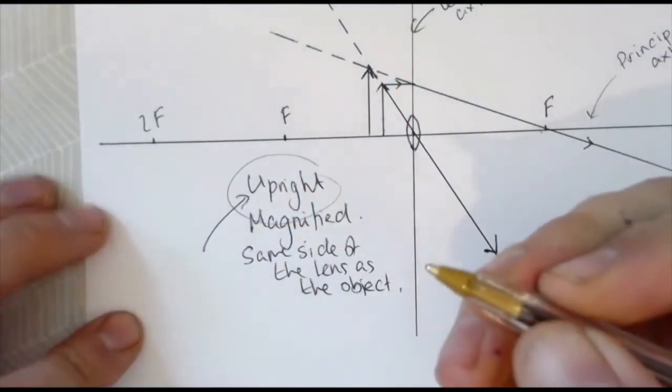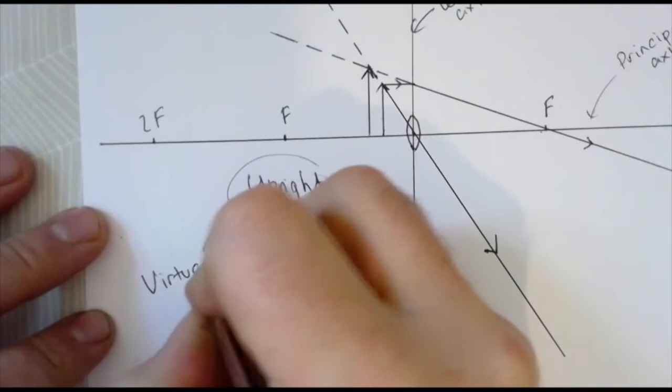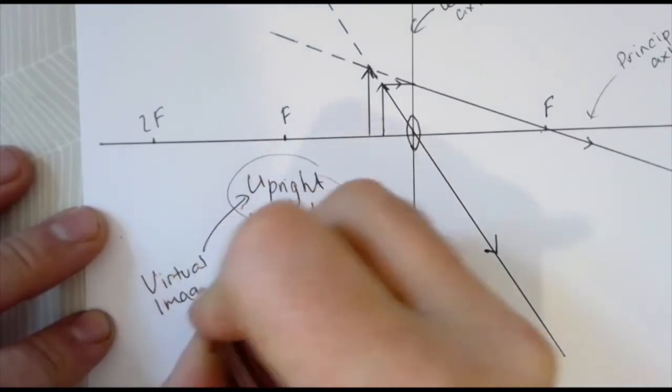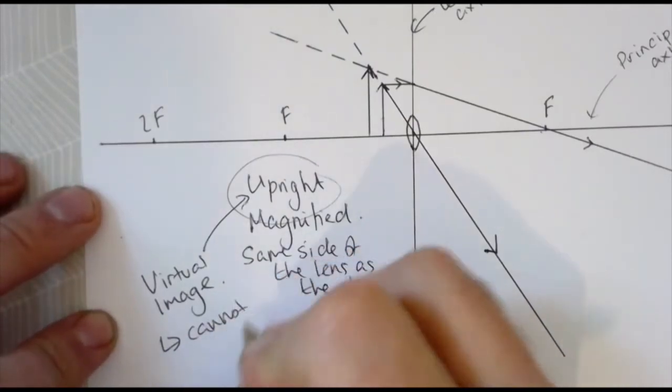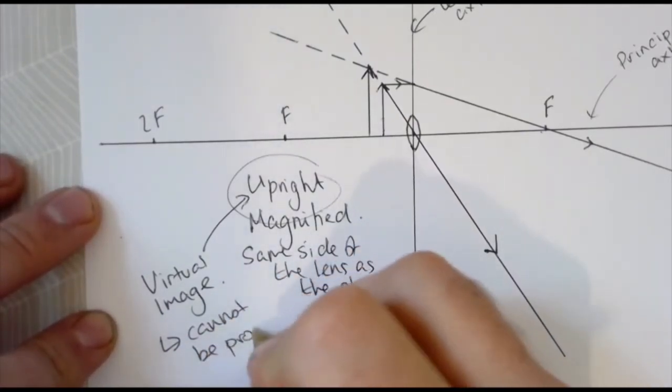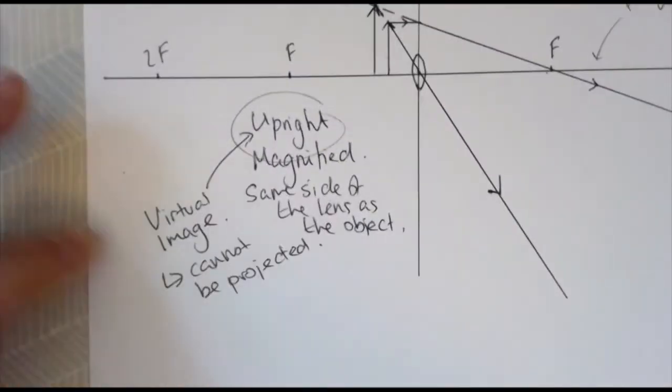If I go to my defining characteristic here, it's upright. If it's upright, that means it's not inverted. That means it's got to be a virtual image, so this cannot be projected.